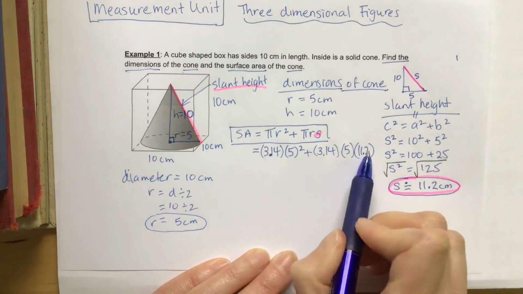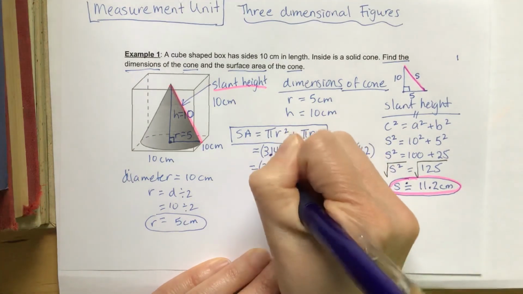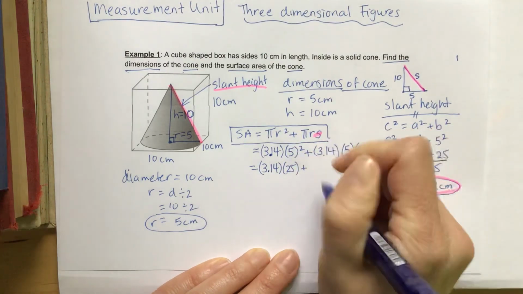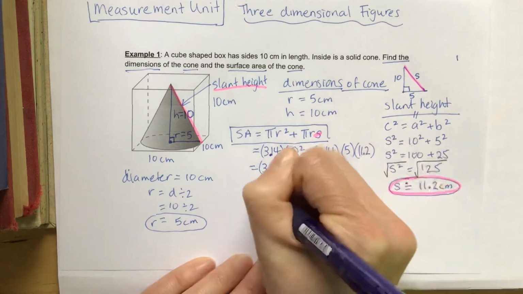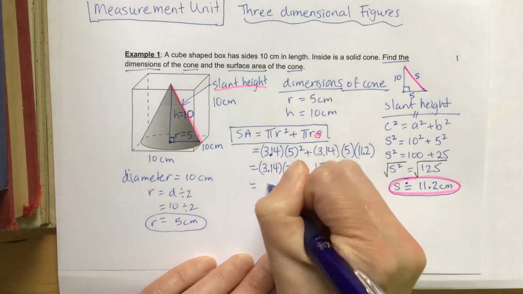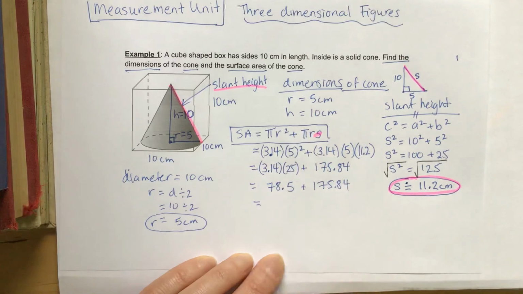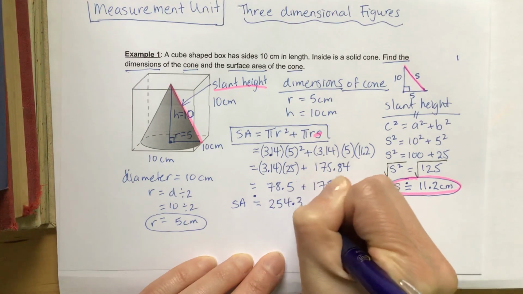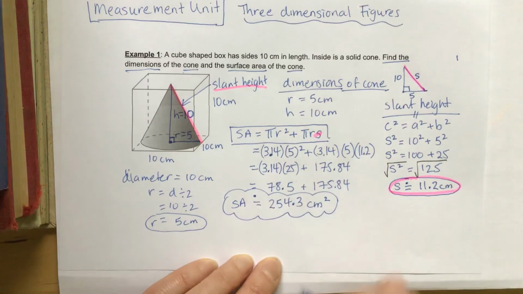Okay, so I've put in all of our information for surface area, and now we're going to make sure we follow BEDMAS when we're doing the calculation. Many of you will have a calculator that will do it all for you, but in case you don't, we need to make sure we do the exponents first. Here, this is all multiplied together. This is going to give us 175.84, and 3.14 times 25 gives us 78.5. Okay, we add that together, and as we do, we want to round it to 1 decimal place, so that's going to give us 254.3 centimeters squared for our surface area. Okay, so here's our final answer.